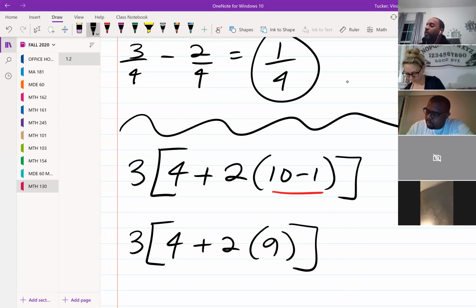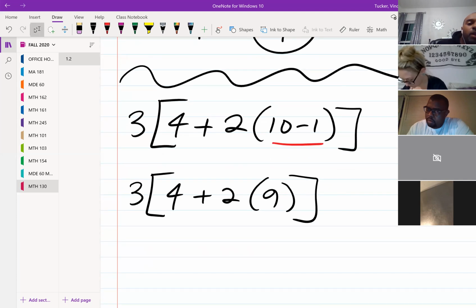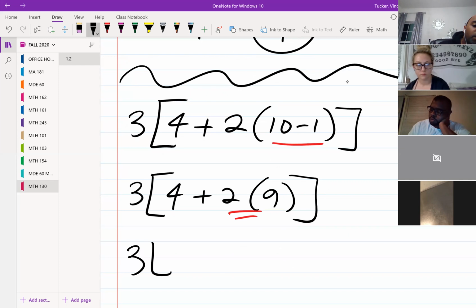All right, then check inside your grouping symbol. If everything's simplified, you can move on, but if everything is not simplified, you need to keep going inside of there, and you will see that we still have work to do on the inside of our grouping symbol. We have 4 plus 2 times 9. So the next thing that will get our attention is the 2 times 9, which is 18.